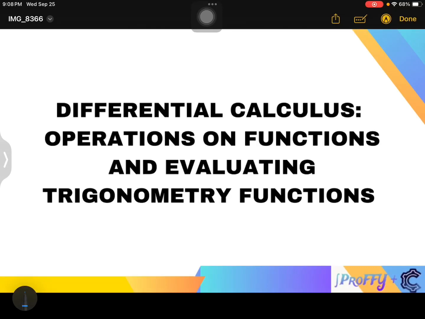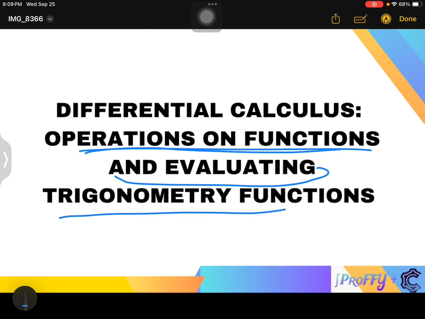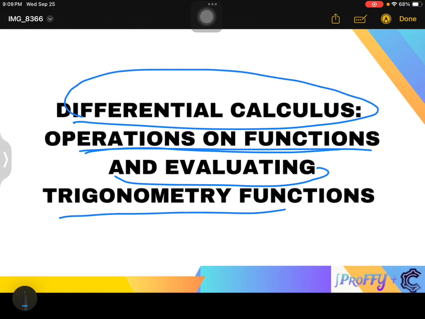So hello, the topic today is about operations on functions and evaluating trigonometric functions. This topic is under differential calculus, an introduction to calculus. Kasama na to siya sa pinaka-calculus guys.